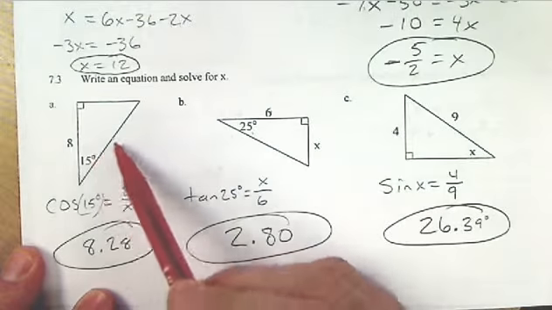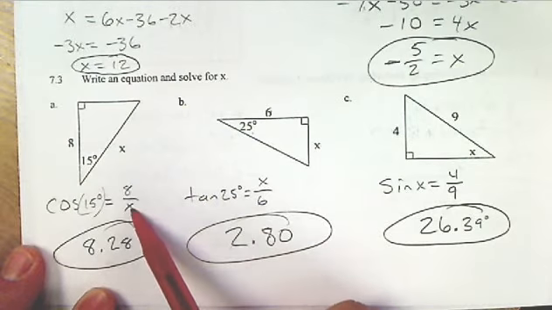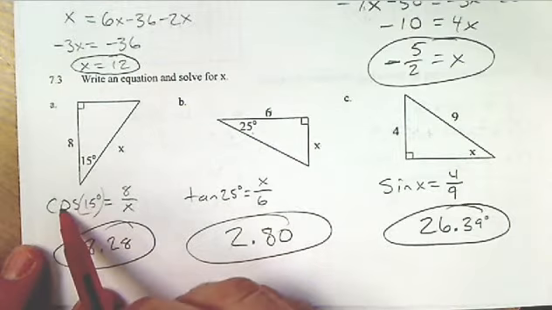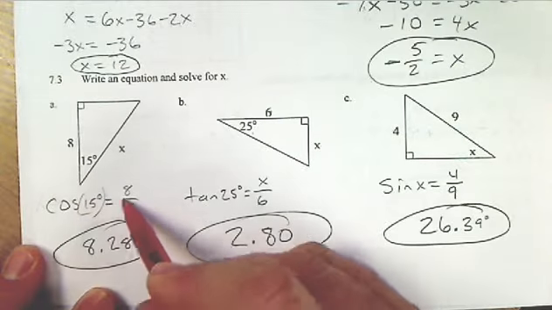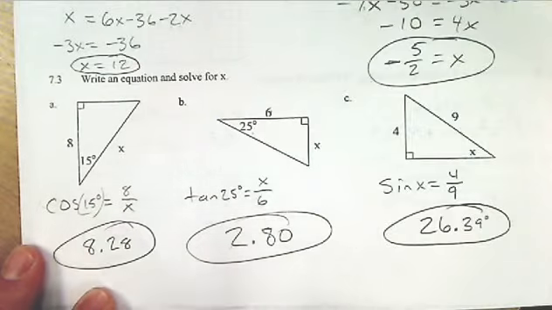SOHCAHTOA, I have adjacent over hypotenuse, adjacent over hypotenuse. So the cosine of that, when you solve this guy, multiply by x on each side, and then you would end up with an x there, and this guy would be gone. Divide by cosine of 15. So it's 8 divided by the cosine of 15.